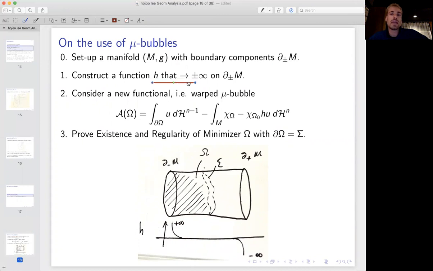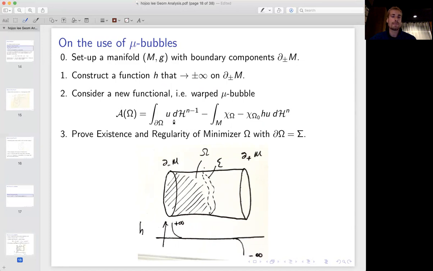you construct a function h that goes to minus or plus infinity on these boundary components, and then you minimize a different problem. So you don't just minimize area within a homology class. You minimize this kind of area minus volume weighted by H, and all of this warped by U, right? So this is a kind of more complicated version of n-1 volume area minimization, if you like.